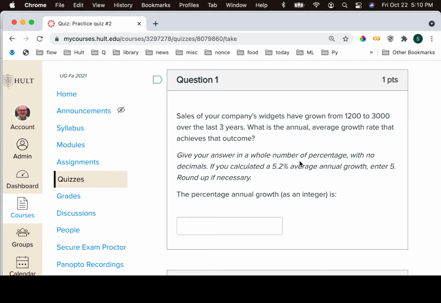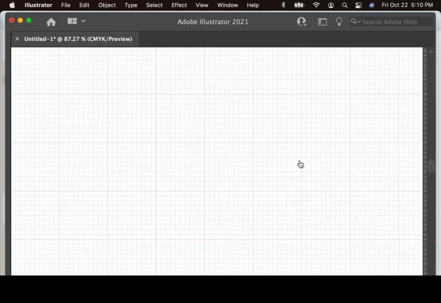In this example, we don't know if we have higher returns one year versus another, but we just know that over the 3 years we go from 1,200 to 3,000, and the question is, what would be a steady growth rate that would produce that? So what we've got is $3,000 value at the end of 3 years. That's equal to 1,200 times some growth factor cubed.